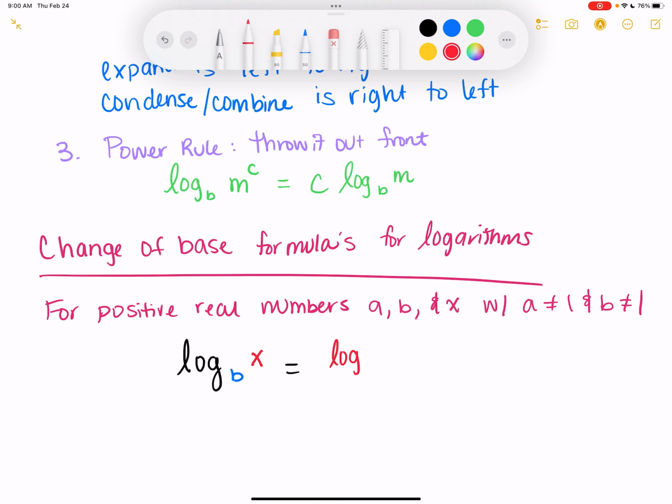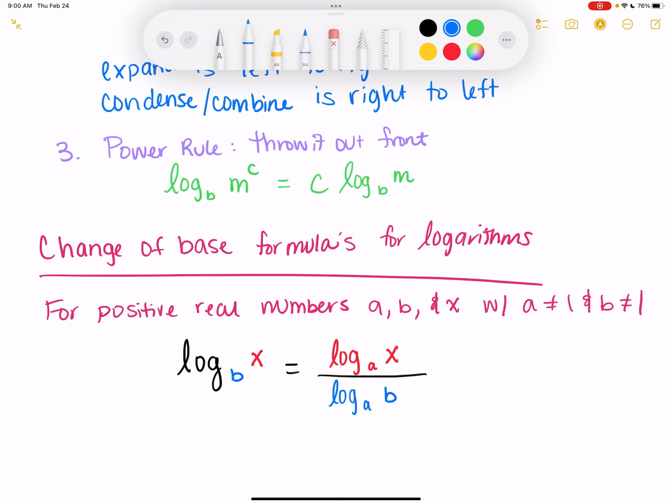log base a of x over log base a of b. I always remember it's the x is higher up than the b, so that's what goes on top. And the a would just be your new base. So the instructions may say change this to log base 3. Then a becomes 3, and b could have been 7 before that.